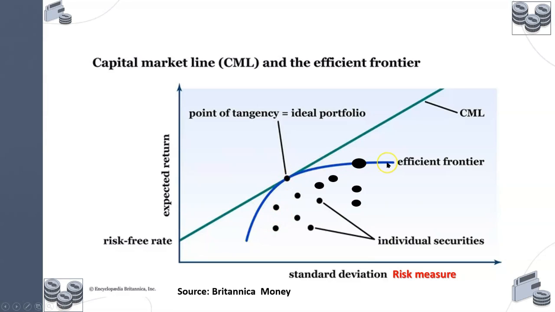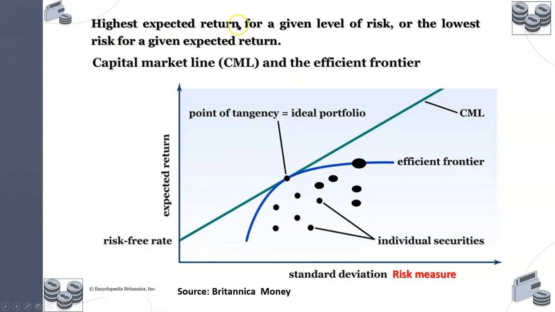If you are willing to take very high risk at this level, the best point will be a portfolio here that will give you this one. But again, if I'm taking this point at this risk, why can't I get this lower risk with the same level of return? So the matter is highest expected return for a given level of risk.